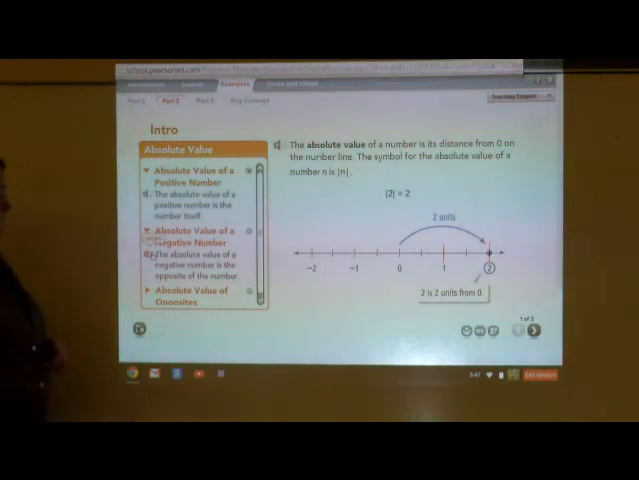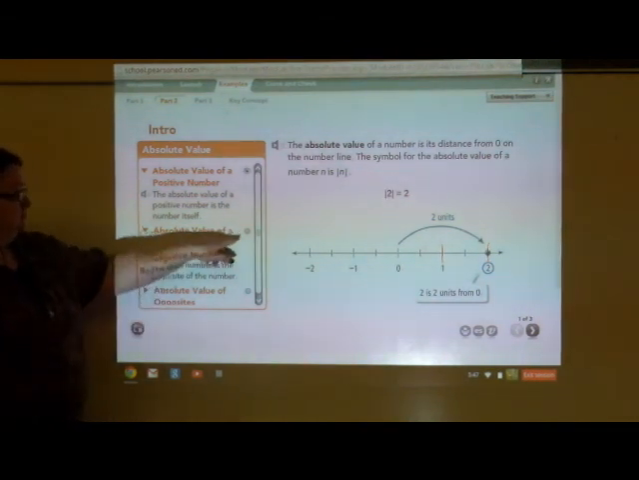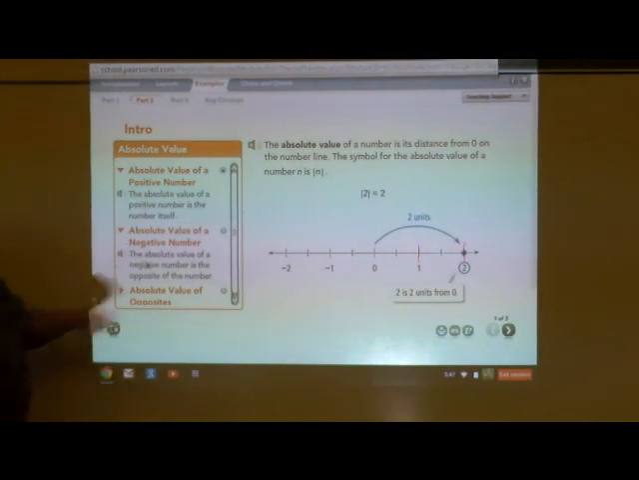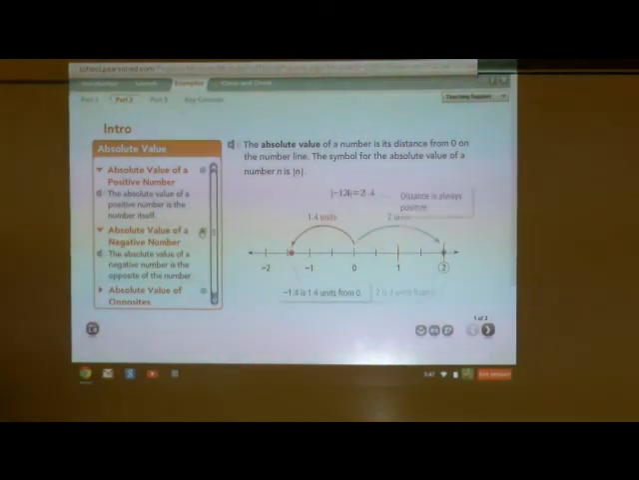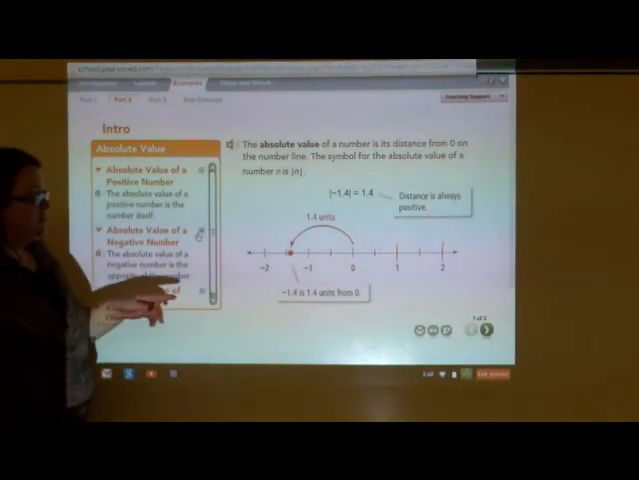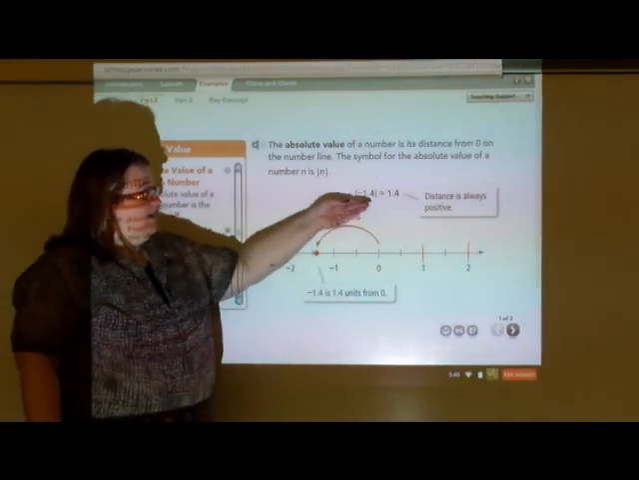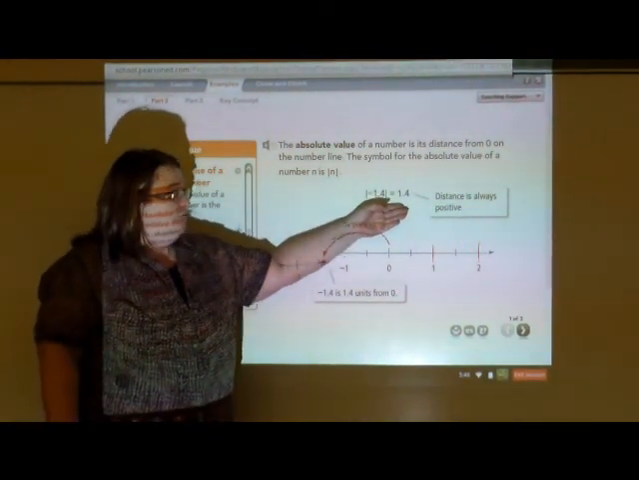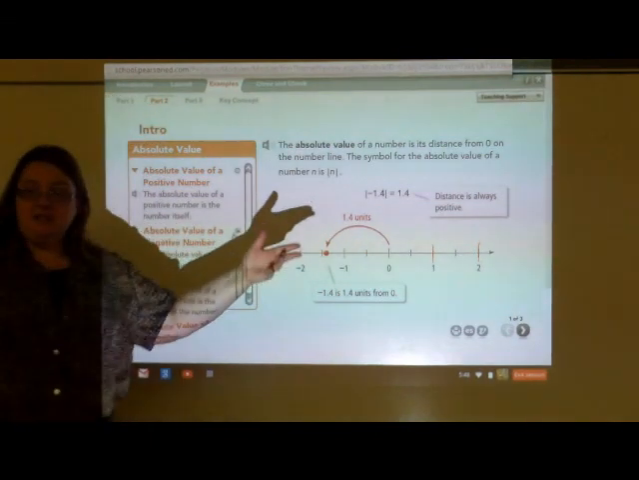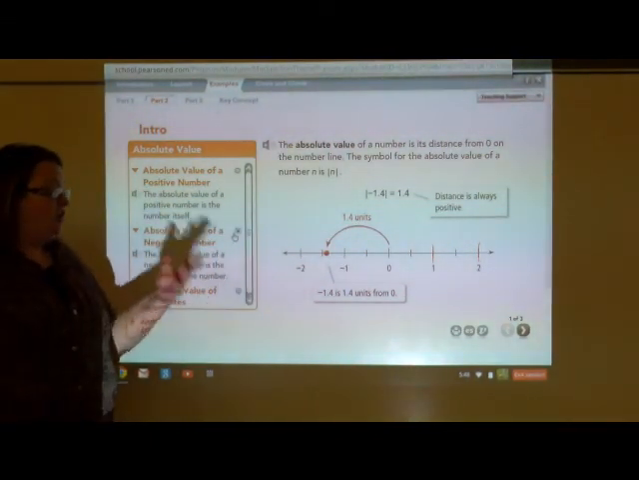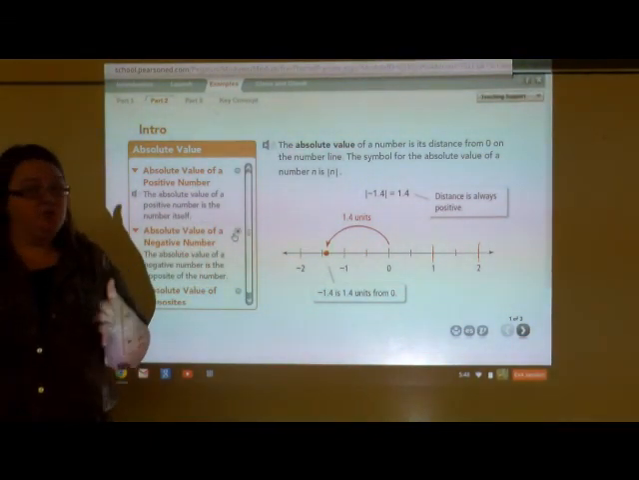The absolute value of a negative number is the opposite of the number. So in this case, we're saying the absolute value of -1 4/10 is equal to 1 4/10. Notice it's positive because the only thing we're talking about is how many units from 0.